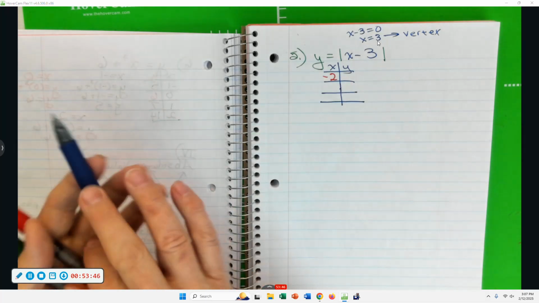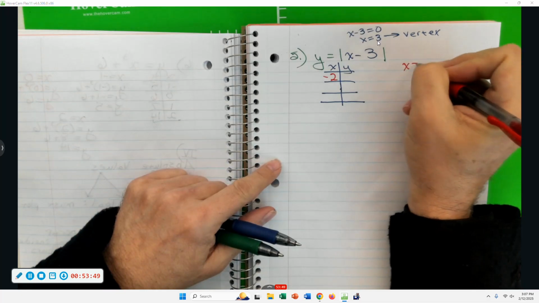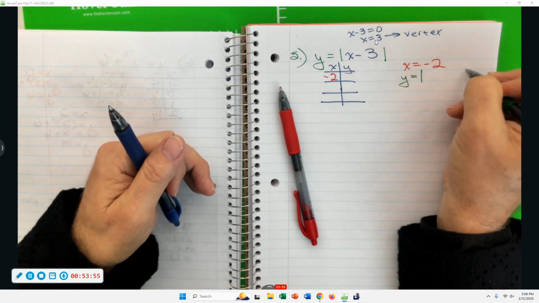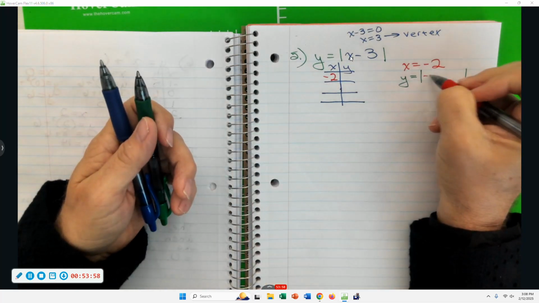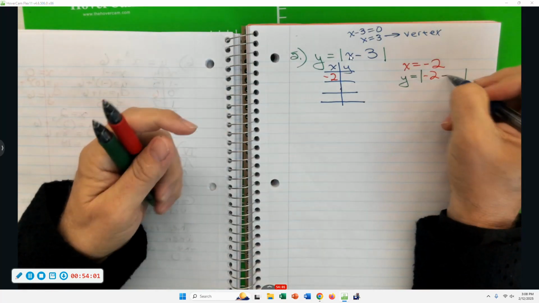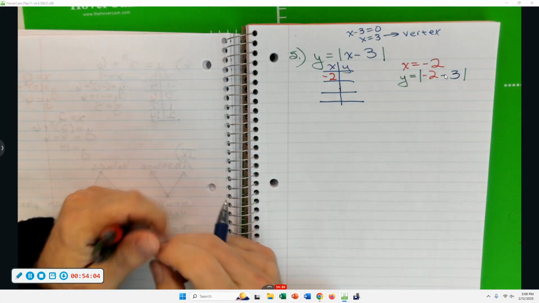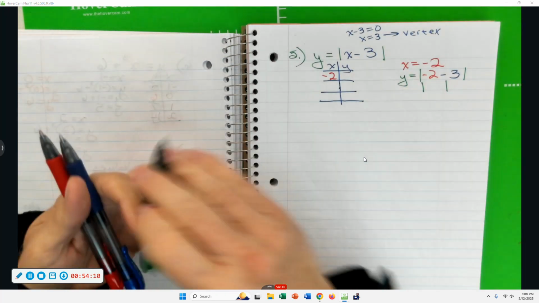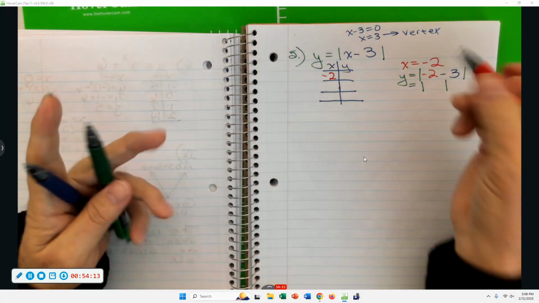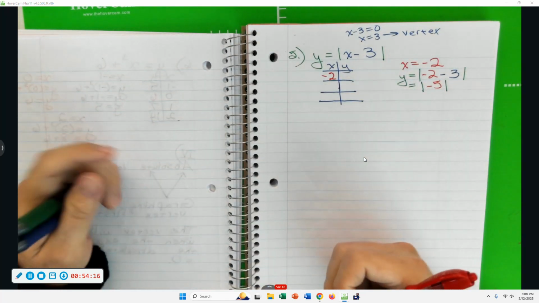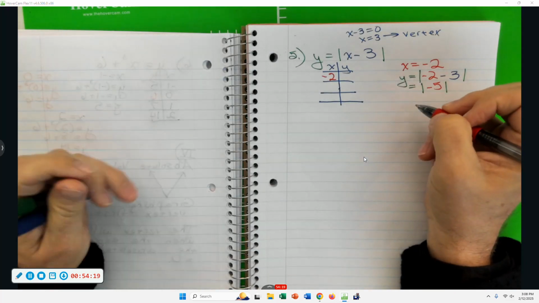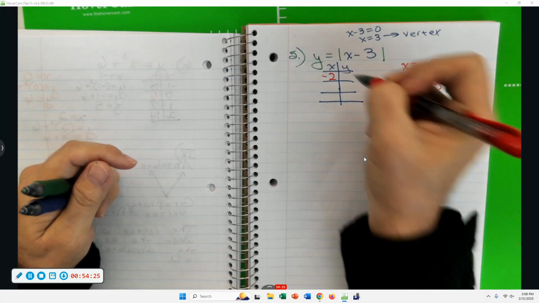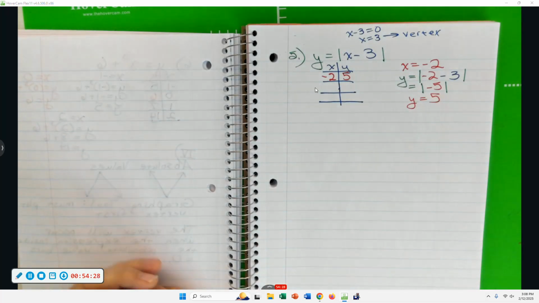Let's plug in negative 2 for x. We'll do that first. So we have y equals the absolute value of negative 2 minus 3. What's negative 2 minus 3? Negative 5. So y is equal to the absolute value of negative 5. What's the absolute value of negative 5? Positive 5. Don't forget to take the absolute value. That's the common mistake here. Y equals positive 5 for a first ordered pair.